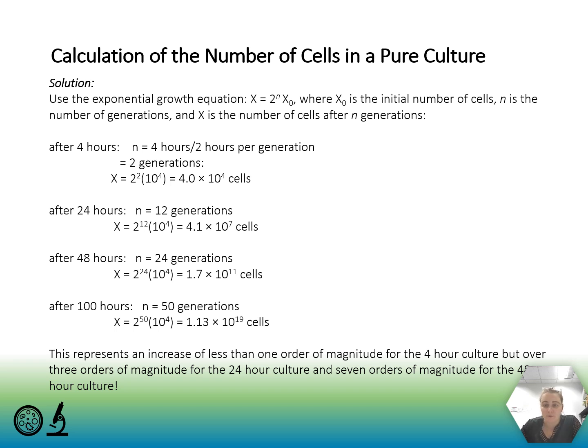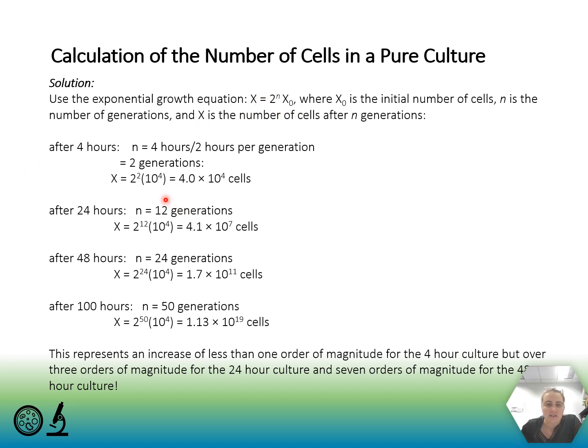All right, I hope you took that pause. So what we want to do is use the exponential growth equation right here, where x naught is the initial number of cells and n is the number of generations, and we want to know what x is after a certain number of generations. So what we need to do basically every time is just apply this equation as it is.